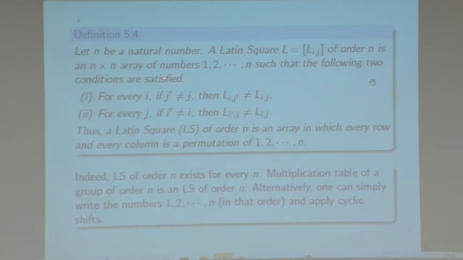That's the definition of Latin square. I am getting to the end of my talk. Please ask any questions if you have.